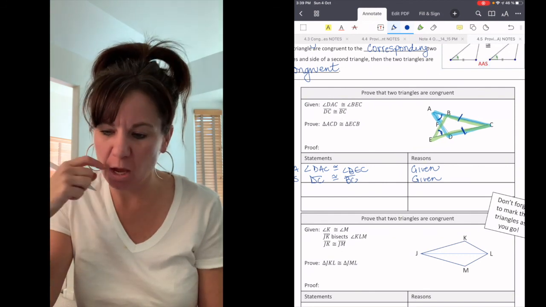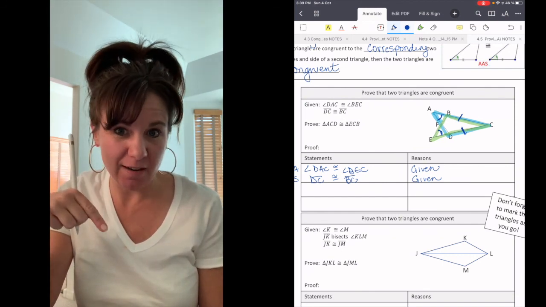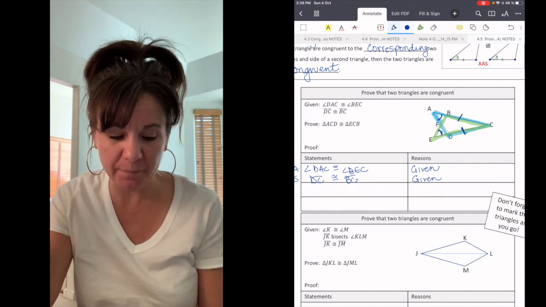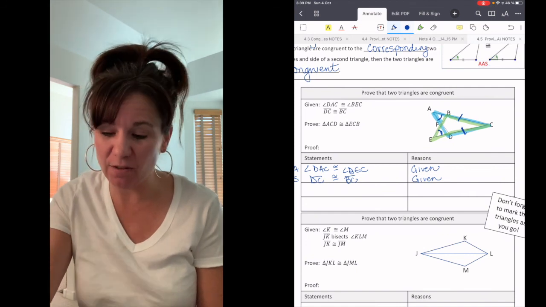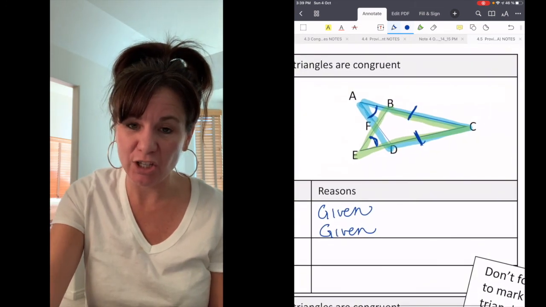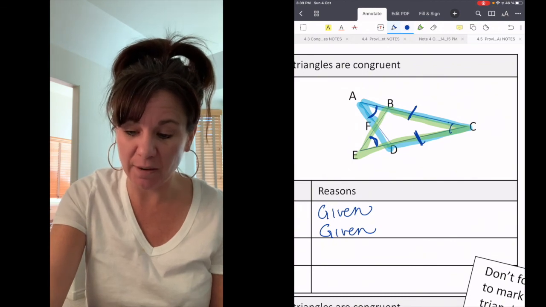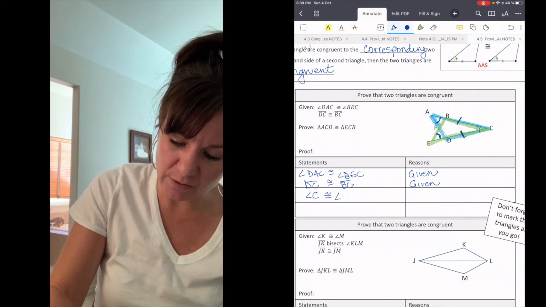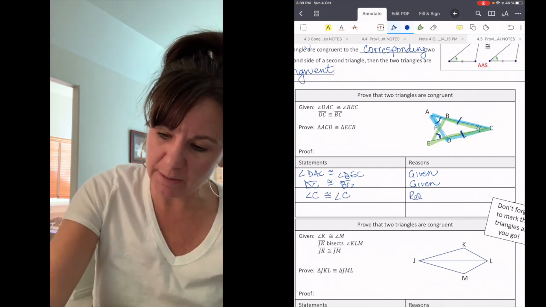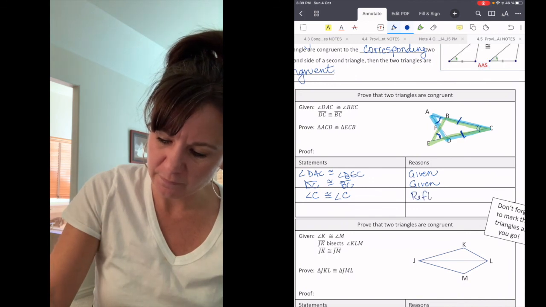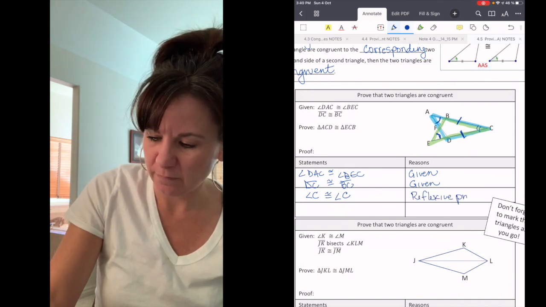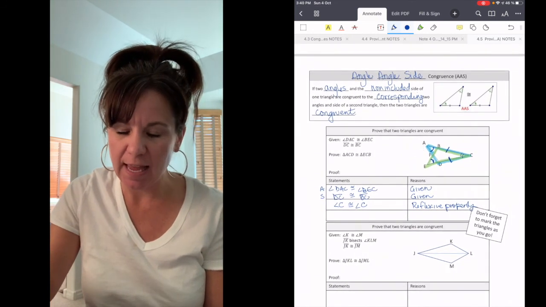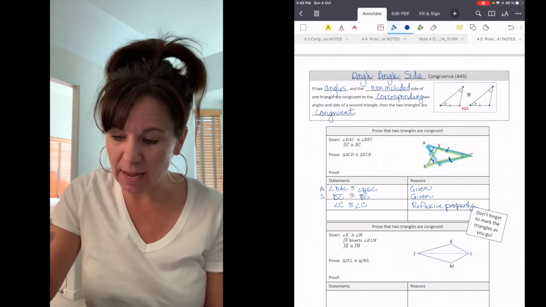We need more than that. Remember when we were working on the front side of this paper, when they shared a side, we could use that, and we called it the reflexive property. We can also share angles if they share angles. And look, both of these triangles share angle C. So we can put that one in there. So we can say that angle C equals angle C because of the reflexive property. And if we're going to use the angle, angle, side congruence, it has to be two angles and the non-included side.